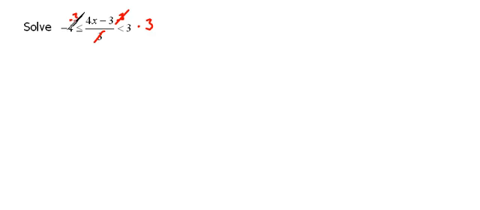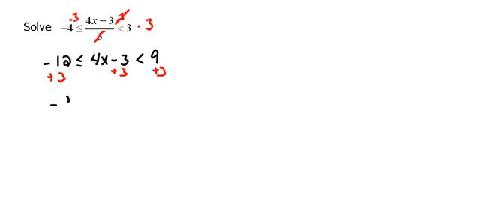And now we'll have negative 4 times 3 would be negative 12 is less than or equal to 4x minus 3 is less than 3 times 3 would be 9. And now we can continue solving. We need to get x alone still, so let's add 3 to every side so that we can get that x alone in the middle. So now negative 12 plus 3 would be negative 9, less than or equal to 4x, less than 9 plus 3 would be 12.